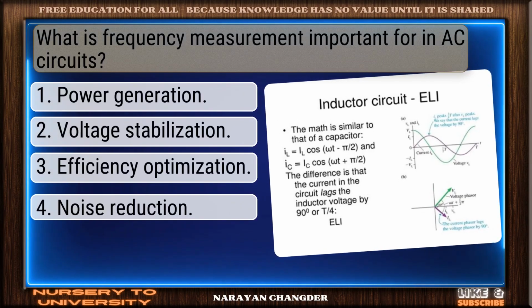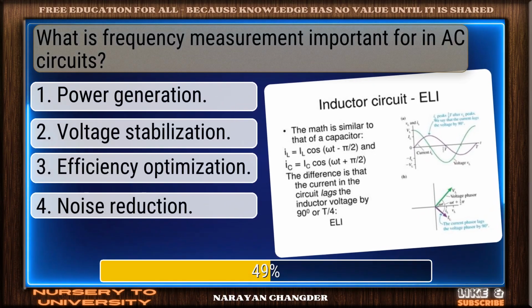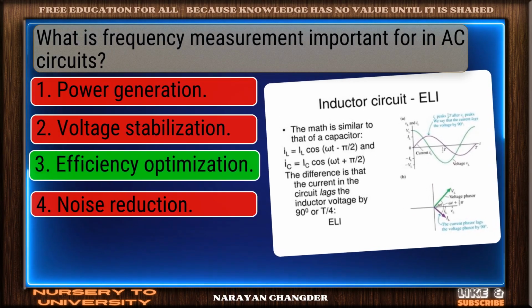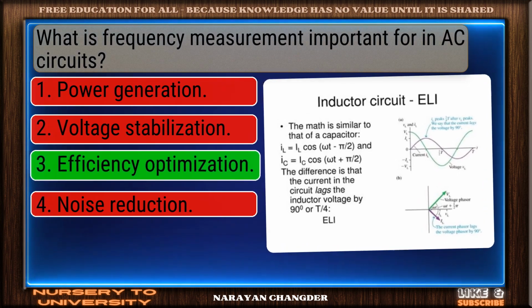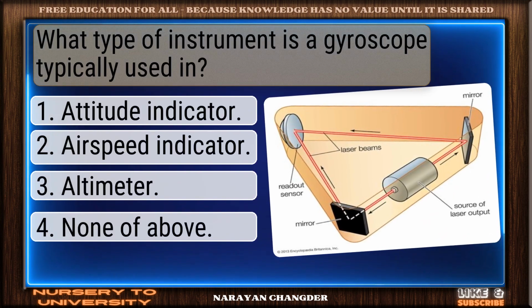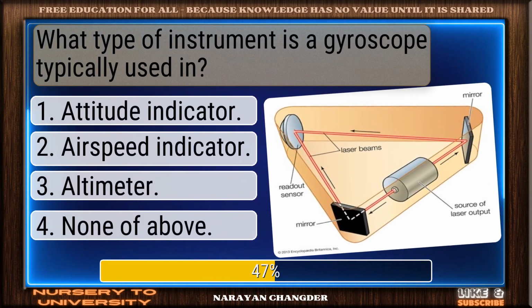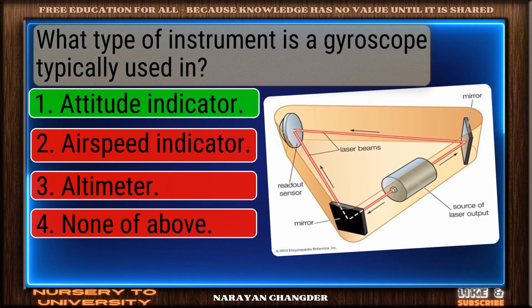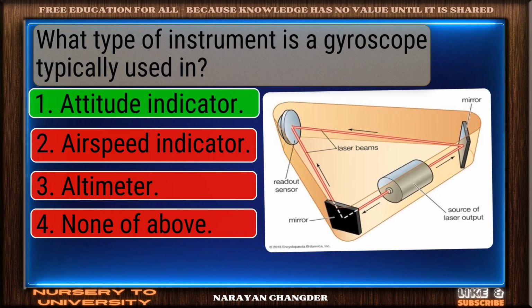What is frequency measurement important for in AC circuits? Correct. Efficiency optimization is the right answer. What type of instrument is a gyroscope typically used in? Attitude indicator is the right answer.